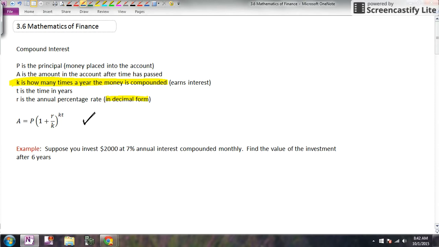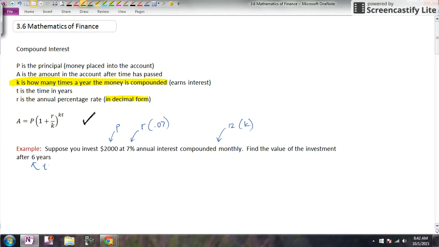All right, so look, as I read this, suppose you invest $2,000. That's my initial investment, so that's my principal. 7% is my rate, and so I'm going to change that to 0.07. And it is compounded monthly. That's 12 times a year, and I need to find it out after 6 years. There's your time. By the way, that was a K for those looking for variables, and this is T.